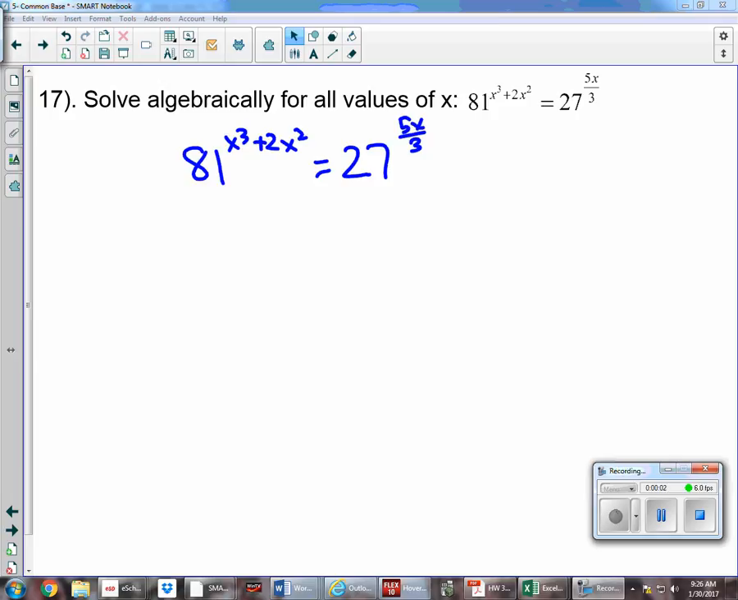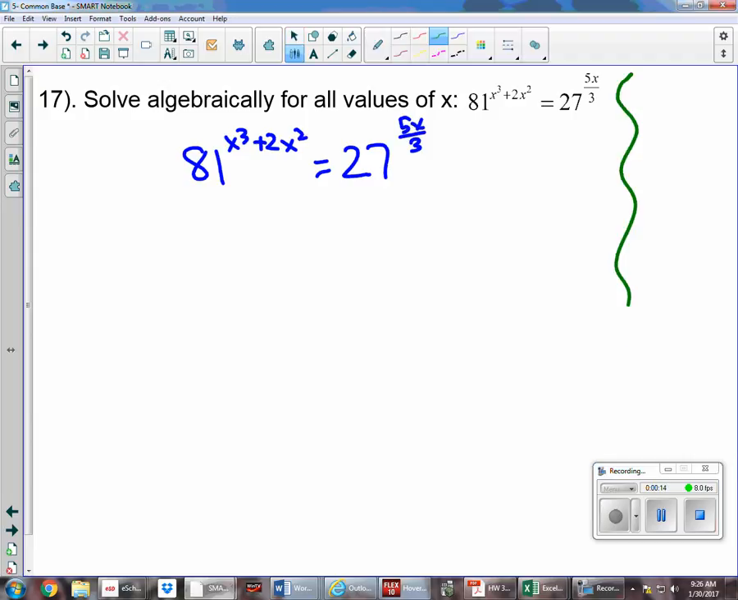Hi guys, I just wanted to solve one of our common base problems with you today. We talked about earlier in class that if the bases of a problem were equal, that meant the exponents were equal. So earlier in class we had an example like this, 2 to the x equals 2 to the fourth. And you guys were able to tell me that the value of x was equal to 4.